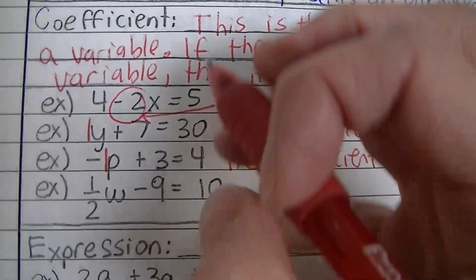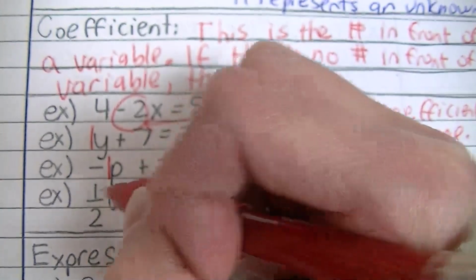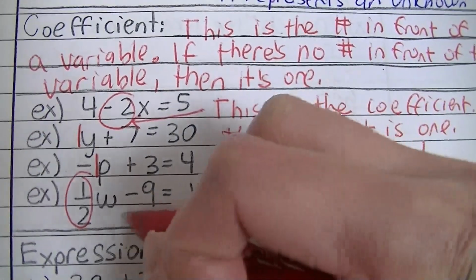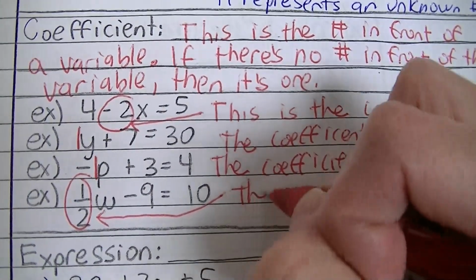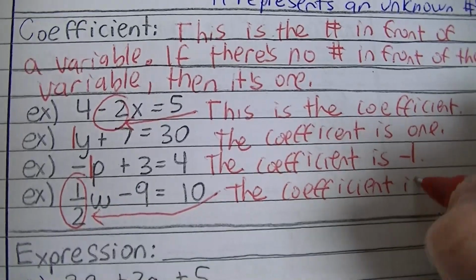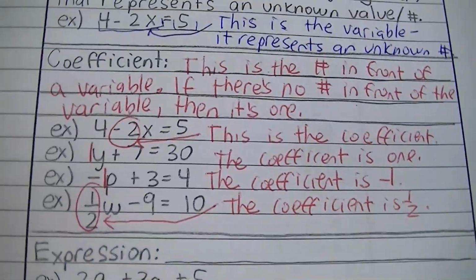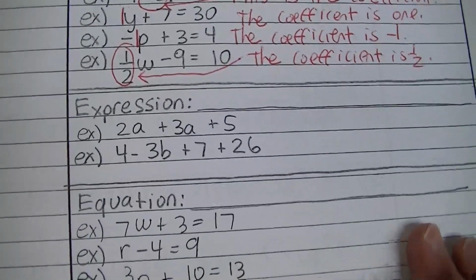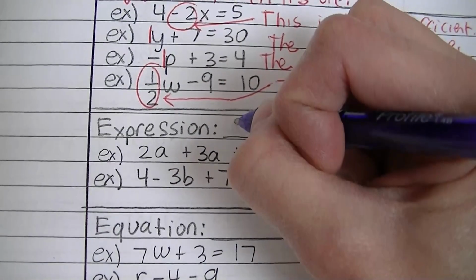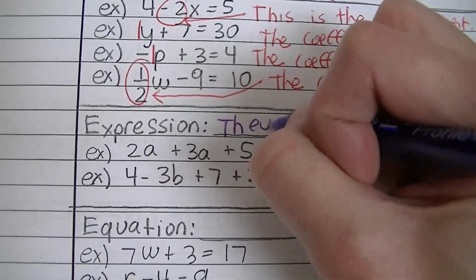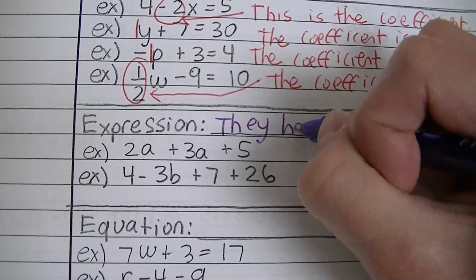Coefficients could also be fractions and decimals. So right there, that's the coefficient. The next vocab word that you need to know for this unit is expression. And expressions have no equal sign, and you usually will have to simplify them. I'll show you how to do that in just a few moments.